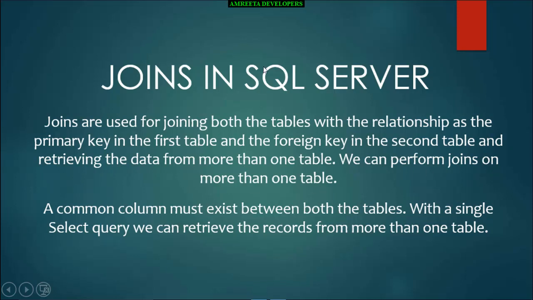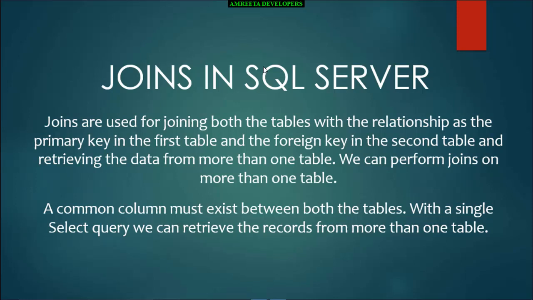As we can see, joins are used to join more than one table using a relationship. Suppose the first table contains the primary key, which is the foreign key in the second table. We discussed the relationship in our previous video, and today we are going to discuss joins.